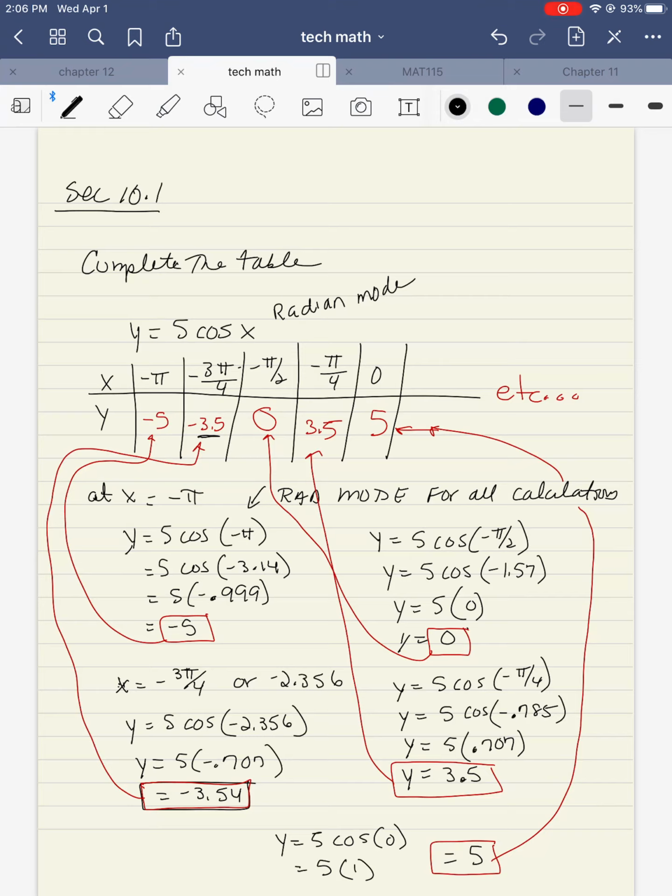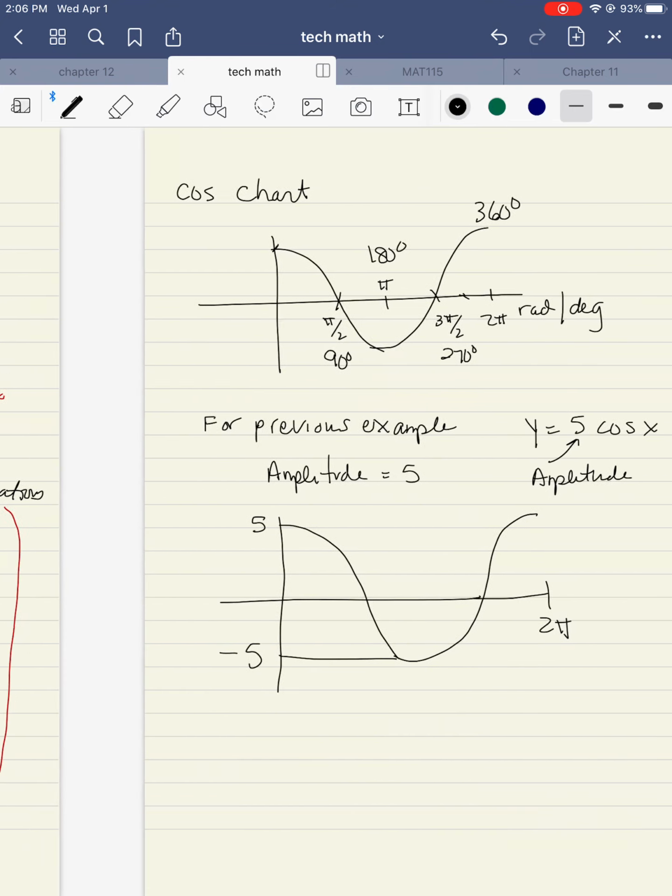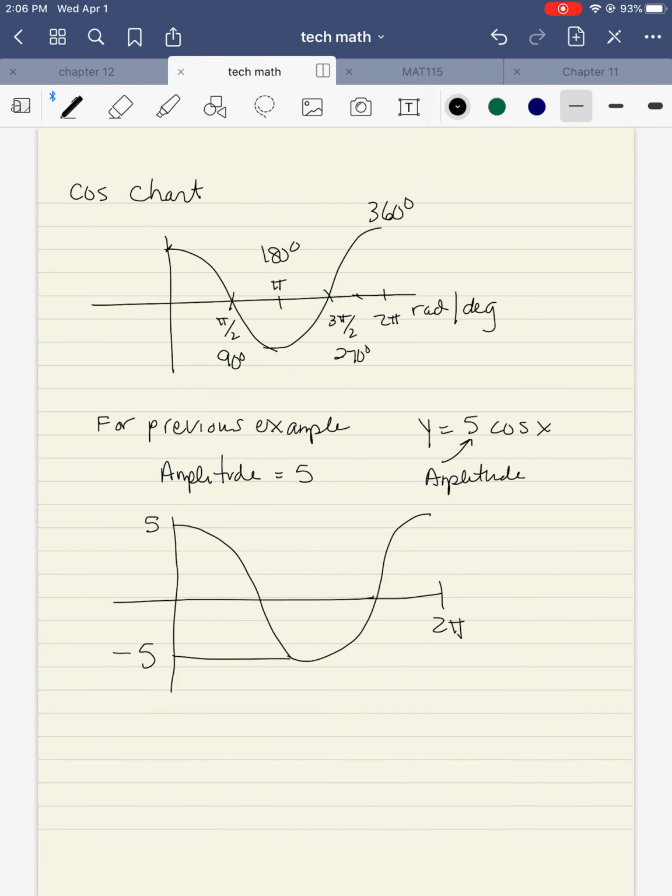There are more on the computer, but the last one I'm doing, I put a 0 in. Cosine of 0 is 1. Again, I'm in radian mode. 1 times 5 is 5, and I put 5 in. Then they want you to graph it.